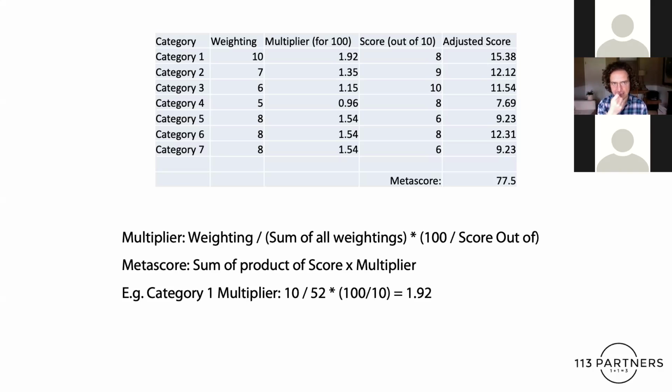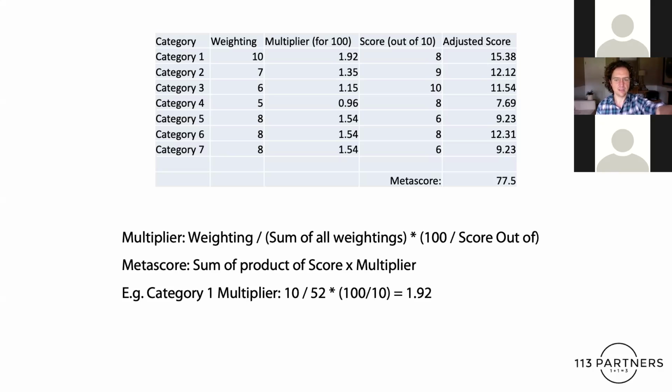So let me just explain that weighting multiplier quickly. The maths behind that is that we look at the particular weighting in the second column here. So category 1 has a weighting of 10. If we added together all of those weighting scores, in this instance, they add up to 52. So 10 plus 7 plus 6 plus 5 plus 8 plus 8 plus 8 equals 52. So we look at 10 over 52.